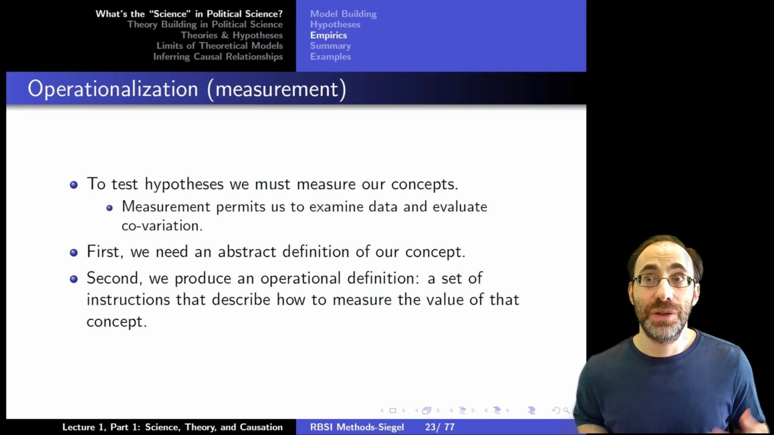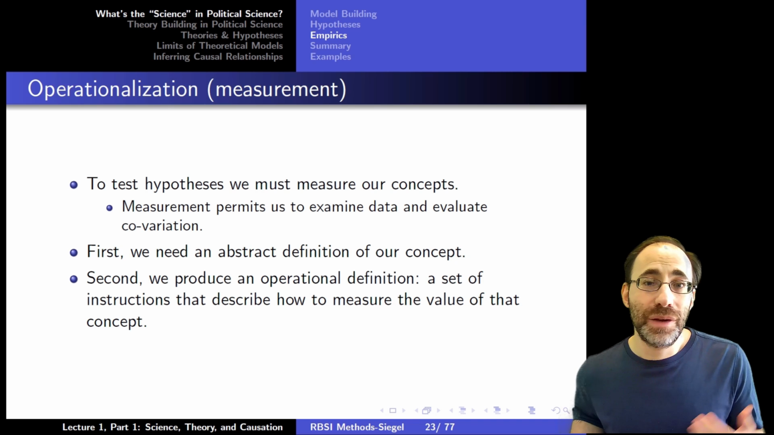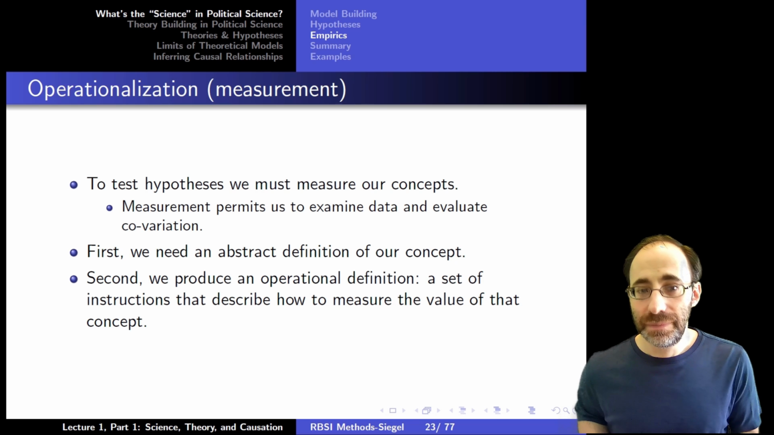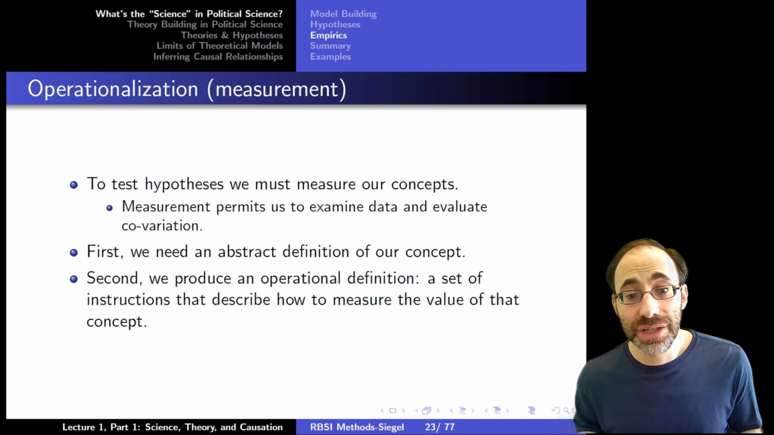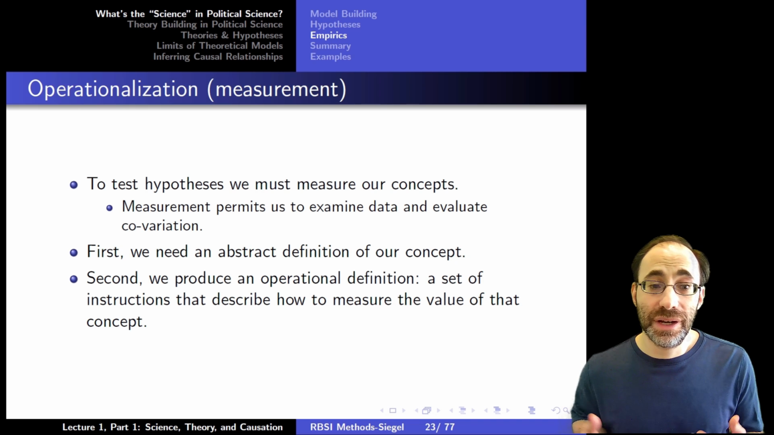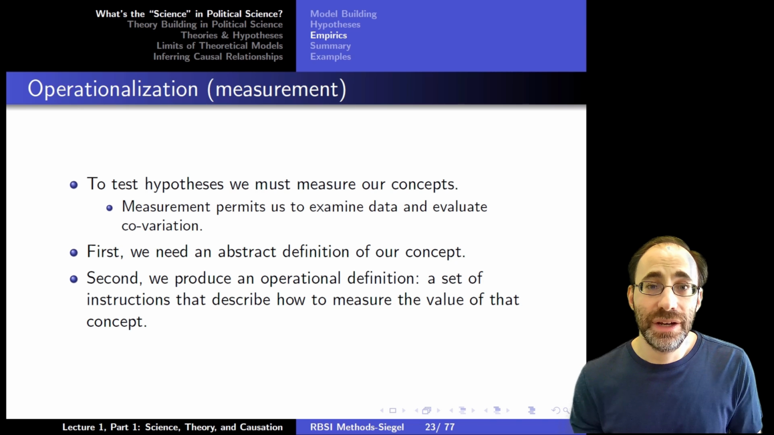So education here, we're trying to go for concepts of individuals' ability to reason and think, potentially. If we weren't, we might use knowledge instead because that's information that might be relevant. Second, we produce an operational definition, right? A set of instructions that help us describe how to measure the value of that concept. That's very important to provide a clear and concrete set of instructions that people can use themselves, right?